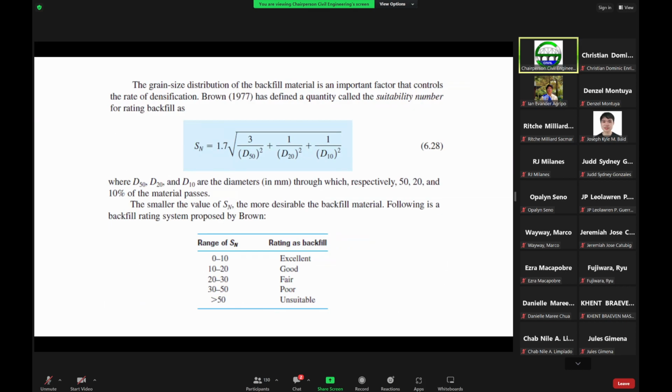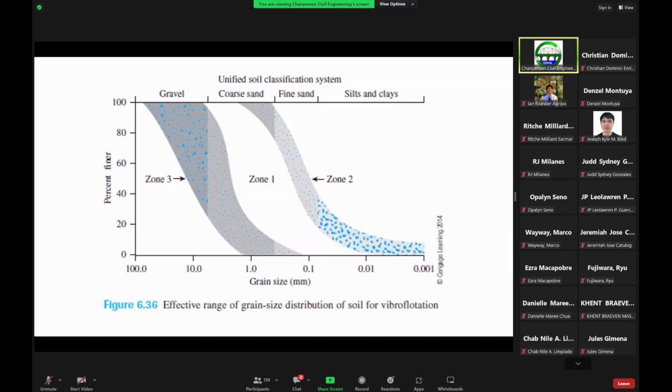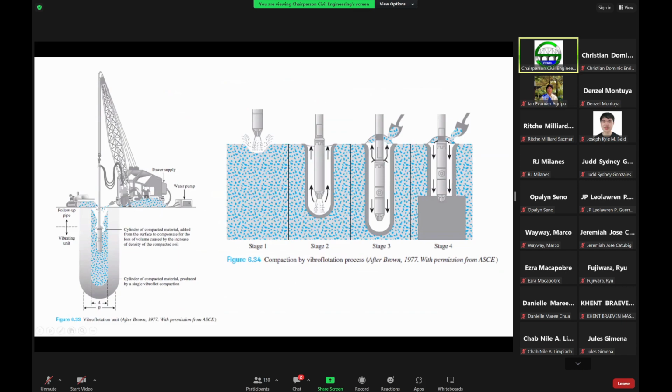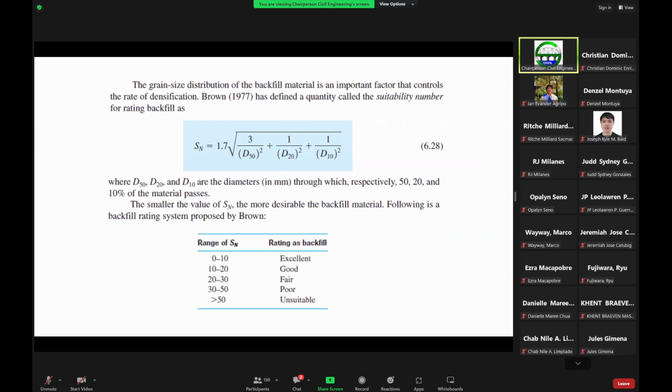Now, as for the backfill material that you use, depending on the technique, you might need to do some backfilling of materials. For the quality of that backfill material, the grain size distribution is an important factor that controls the rate of densification. So Brown, in 1977, defined a quantity called the suitability number for rating backfills.